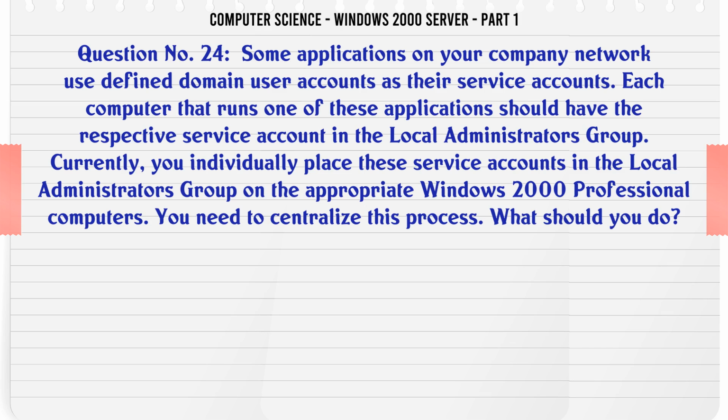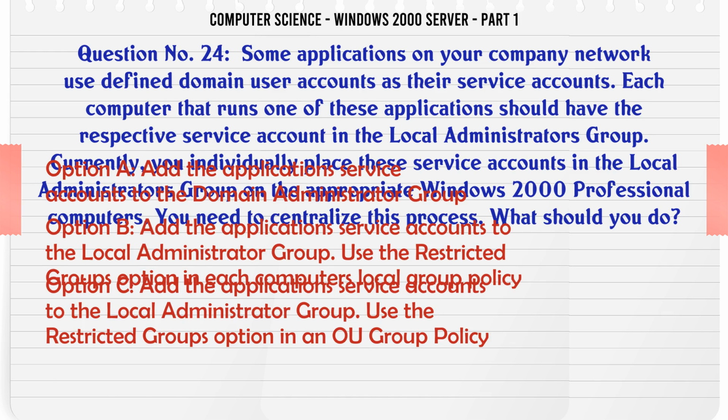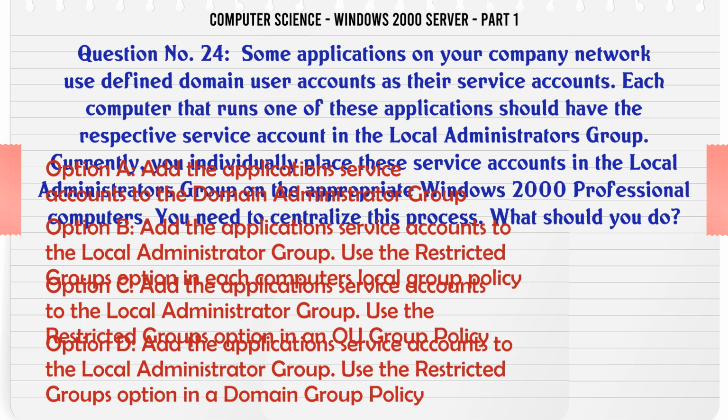Some applications on your company network use defined domain user accounts as their service accounts. Each computer that runs one of these applications should have the respective service account in the local Administrators group. Currently you individually place these service accounts in the local Administrators group on the appropriate Windows 2000 Professional computers. You need to centralize this process. What should you do?